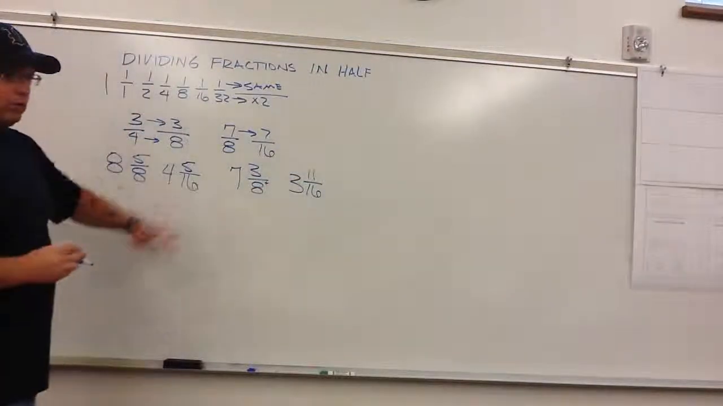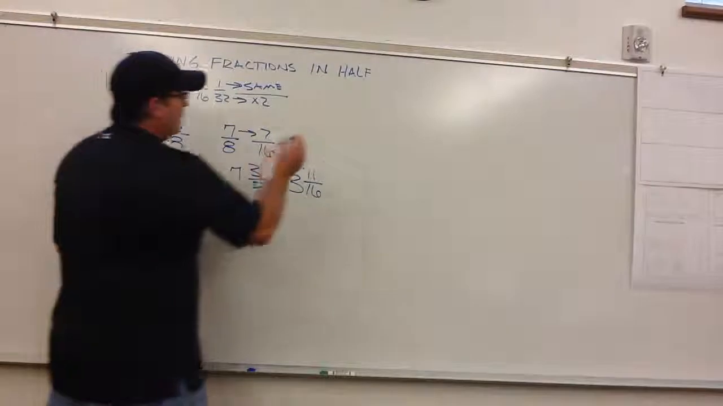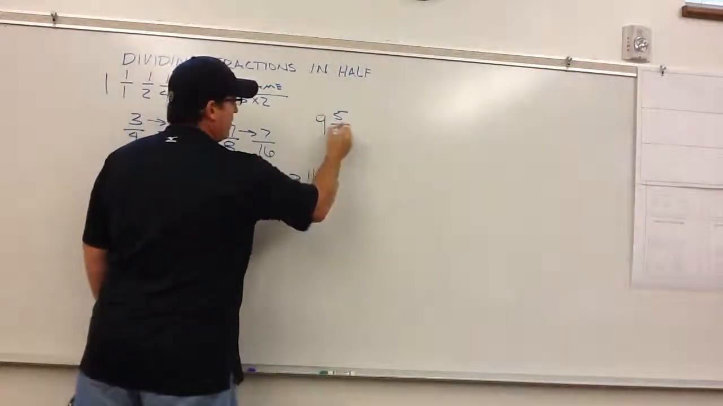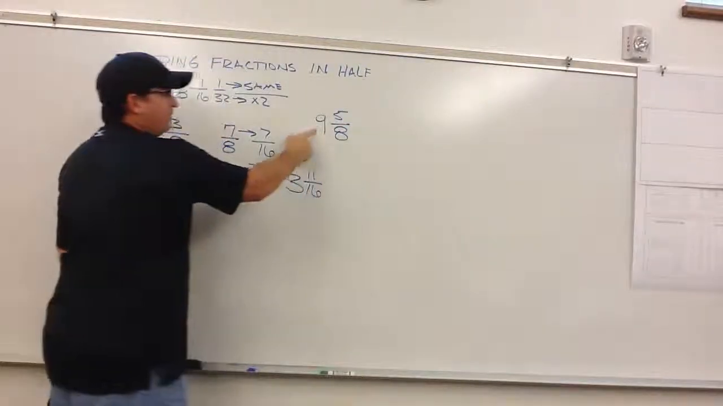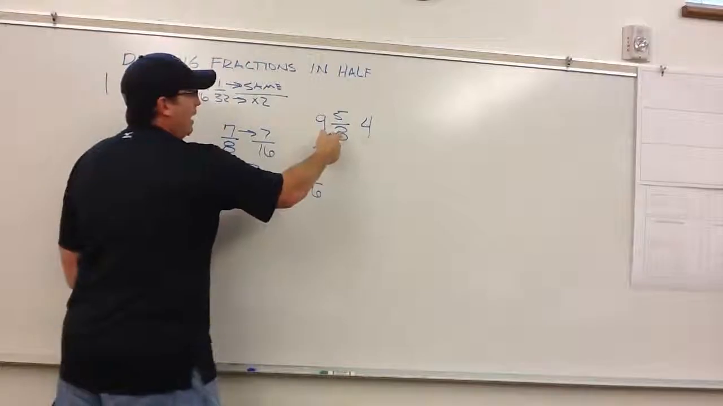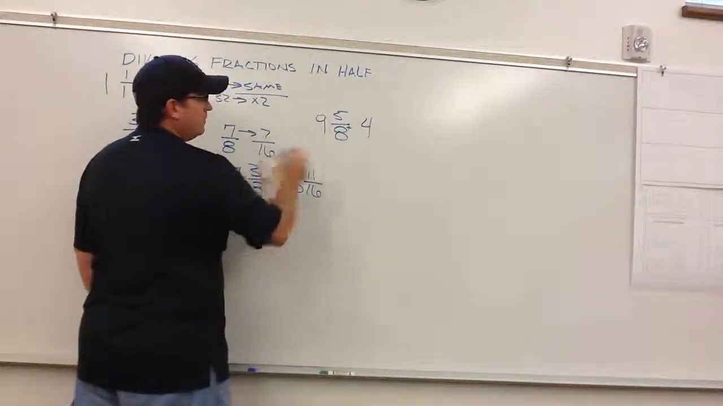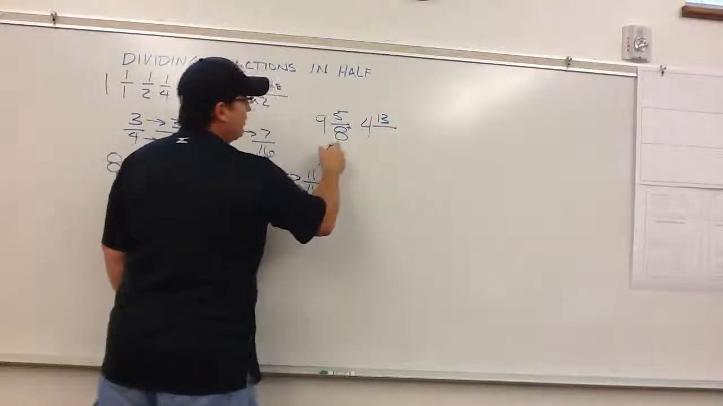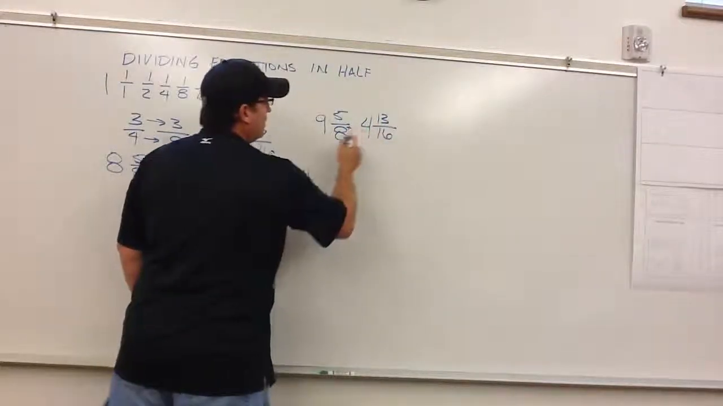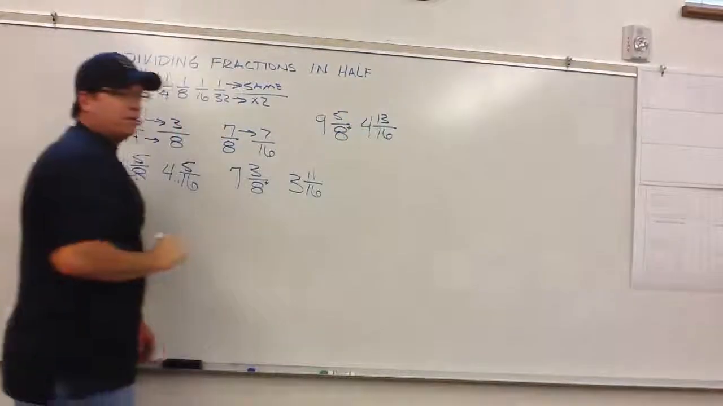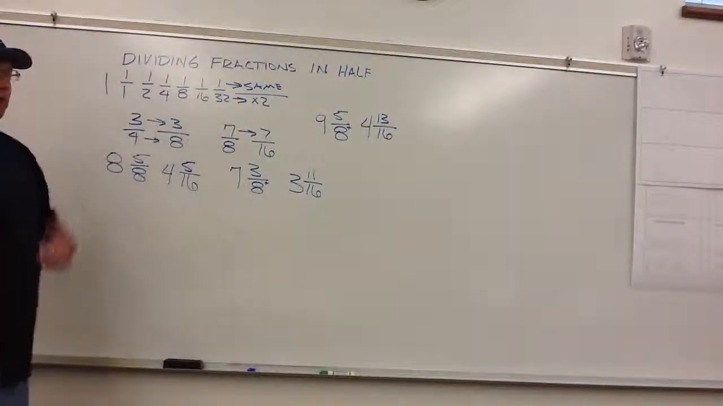Let's do that odd one more time. Let's go 9 and 5/8. Half of 9 is 4.5, so I bring the 4 over here. I add these two together. 5 plus 8 is 13. Double the 8. So half of 9 and 5/8 is 4 and 13/16. And that's how we divide fractions in half.